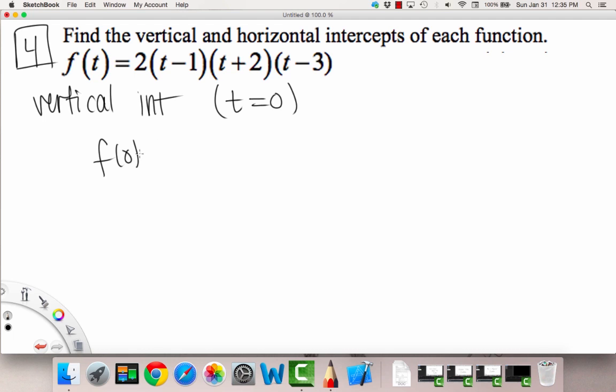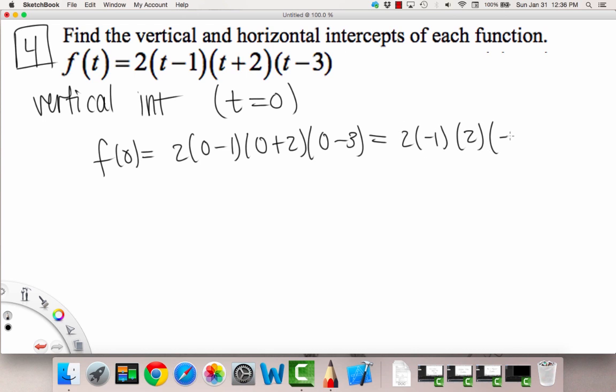So f of 0 is equal to 2 times (0 minus 1) times (0 plus 2) times (0 minus 3). So if we multiply all of these out, we get 2 times negative 1 times 2 times negative 3. So the negatives cancel out, and we get 4 times 3. So that's going to be a positive 12. So our vertical intercept is at (0, 12).